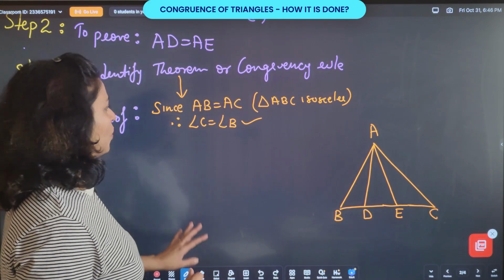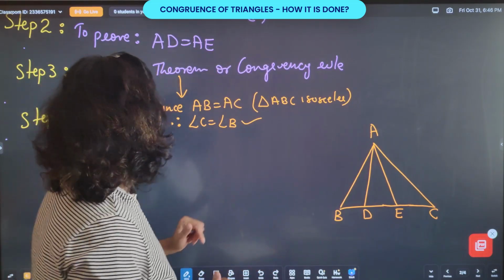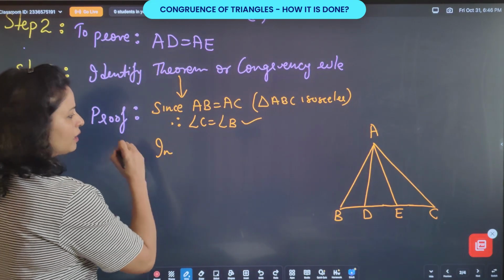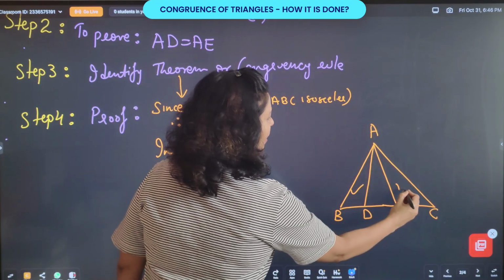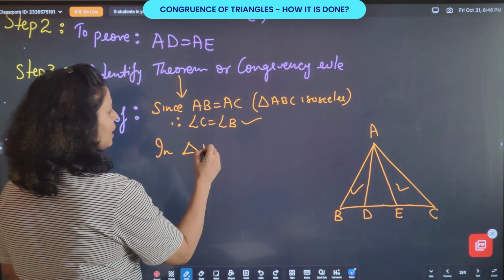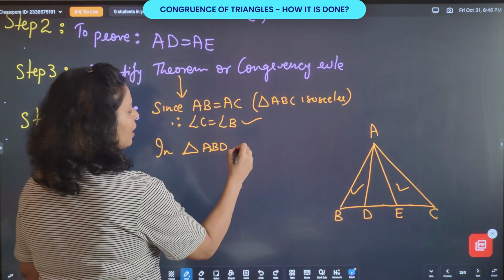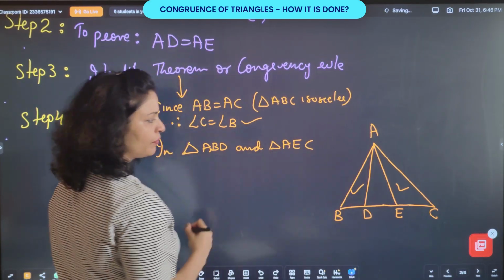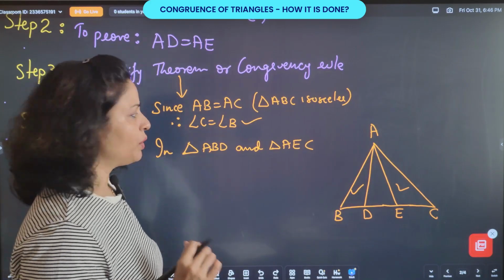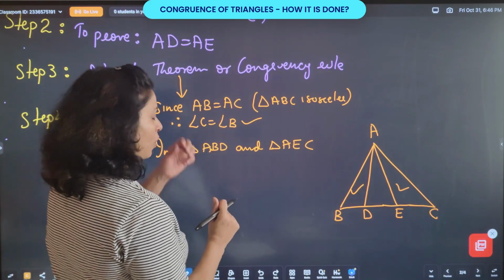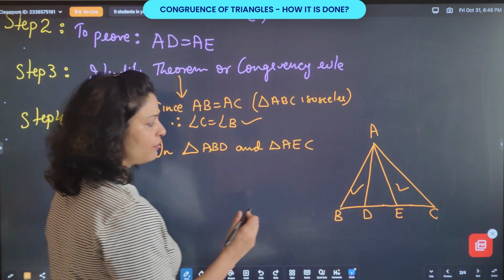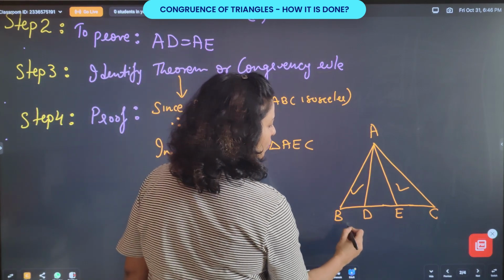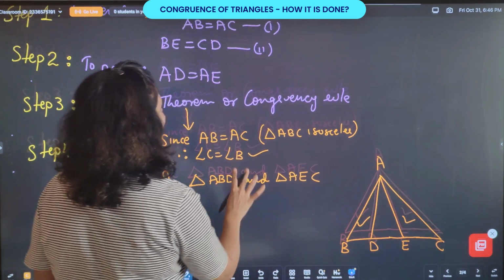So here now we will think of applying the congruency rule. For that I will take the triangle ABD and AEC. Okay, so in triangle ABD and triangle AEC, we will apply the congruency rule. So here, before starting the congruency, we have to see what was given to us. You remember what was given to us in the question?